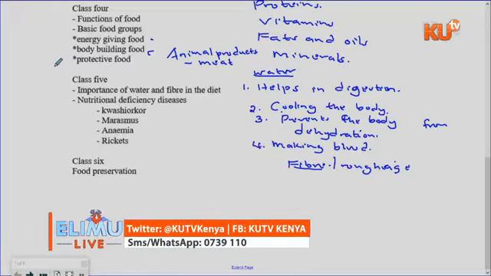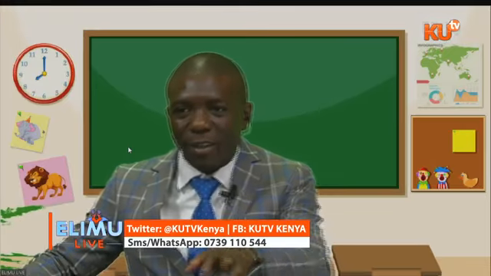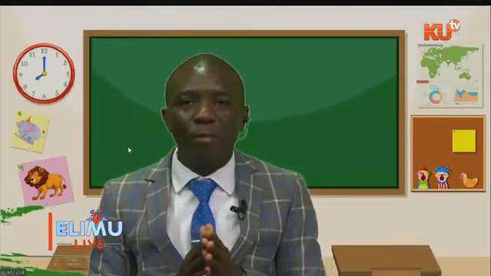In marasmus, the child becomes dull, lacks play. The muscles wear off and disappear. We have got this disease called rickets again. Rickets, on the other hand, is a disease that is caused due to lack of vitamin D. Vitamin D we obtain from sunlight, and we have also other sources of vitamin D, the foods that we eat.